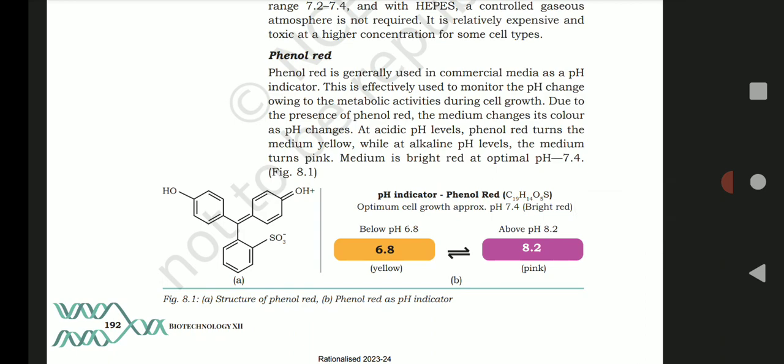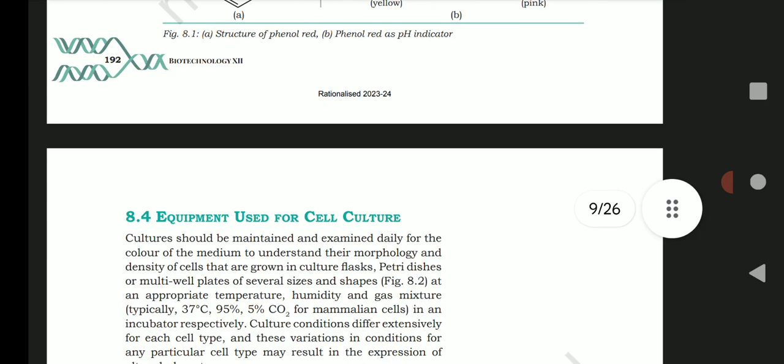Normally, the optimum pH for cell growth is 7.4. At that time, the media containing phenol red will be bright red in color. So from the bright red color, we can see that the optimal pH is maintained. When it deviates from bright red to yellow or to pink, it is an indication that there is a change in the pH.